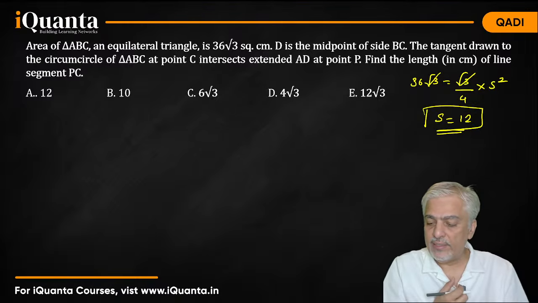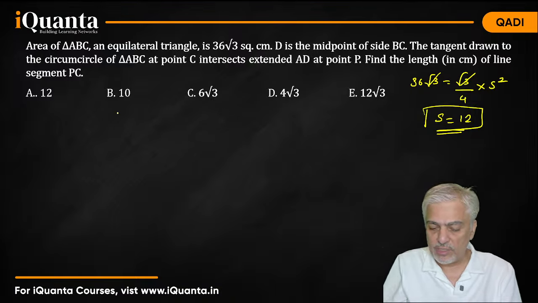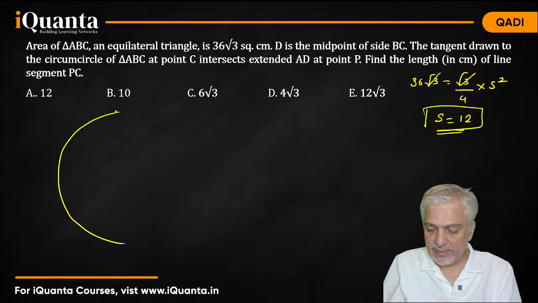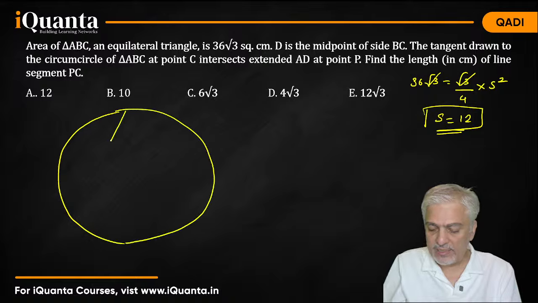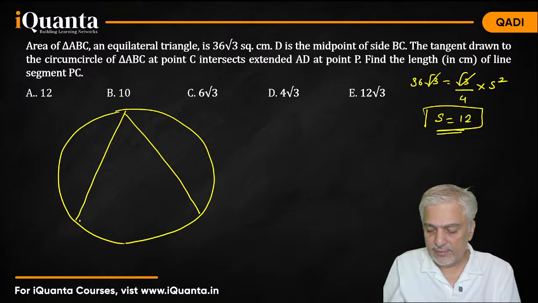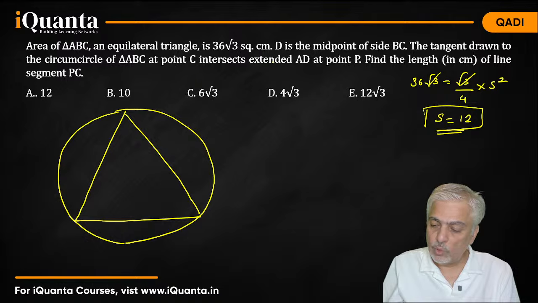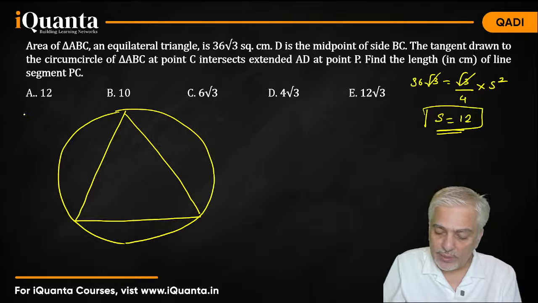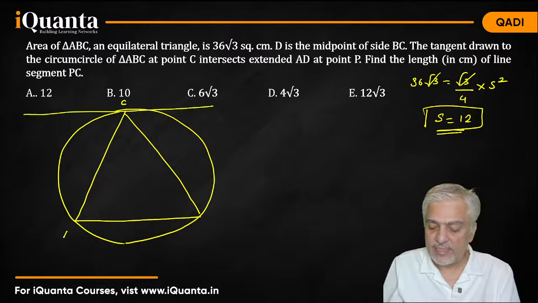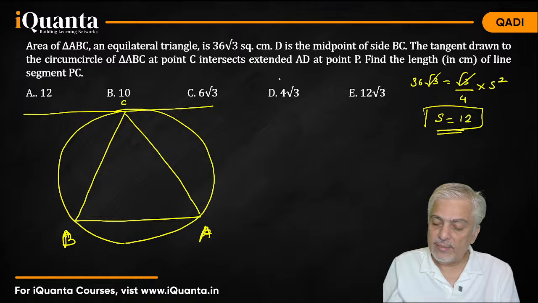Now, D is a point which is the midpoint of BC, a tangent drawn to the circumcircle of triangle ABC. So first of all, let's draw the circumcircle and triangle ABC. This is the circle. If it's a circumcircle, that means the triangle is inside. This is the equilateral triangle. So what have we said? The tangent drawn to the circumcircle of triangle ABC at point C. So suppose if I take the tangent over here, this is point C, this is point A and B. Or this is A and this is B. D is the midpoint of BC.